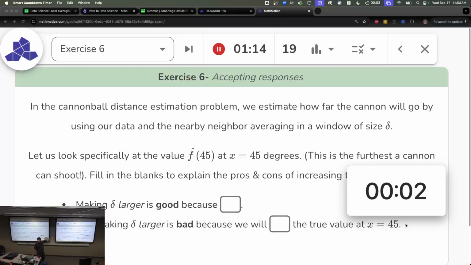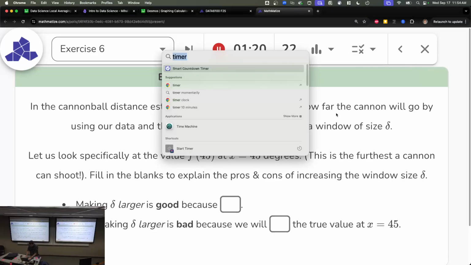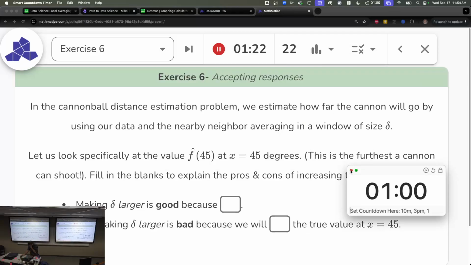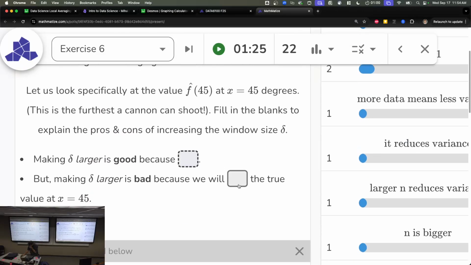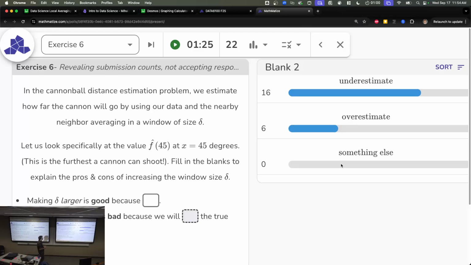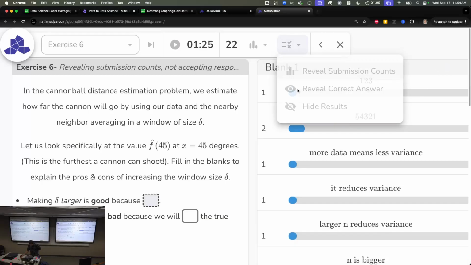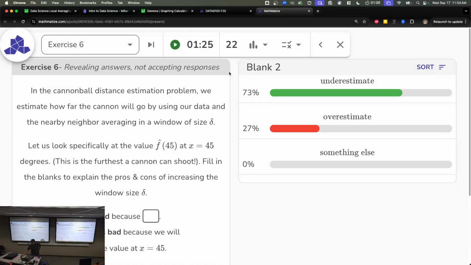Okay, just a few seconds left. I think one or two people still have to answer. But let's see what you guys said in the second vote. Okay, this time 16 people said underestimate, only 6 people said overestimate. The correct answer is indeed underestimate. And the key is we are an underestimate of the true value.